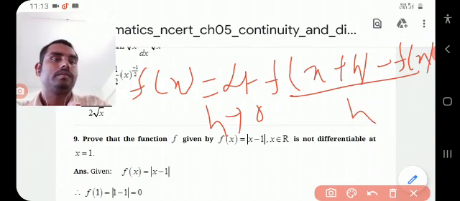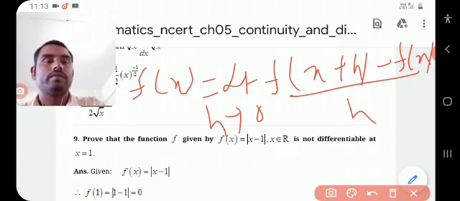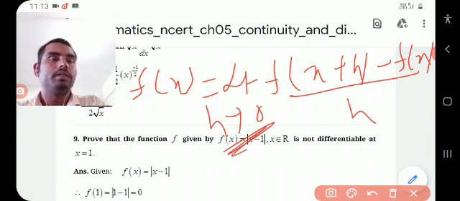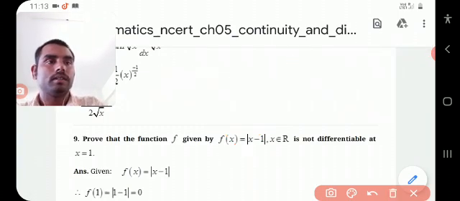Okay, it is the right part. If it is the left part, then it is the definition of differentiability and derivative, standard form. Okay, so the limit exists. Limit means left hand limit and right hand limit.